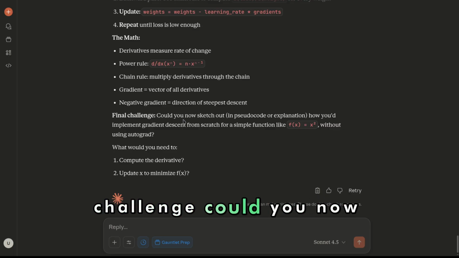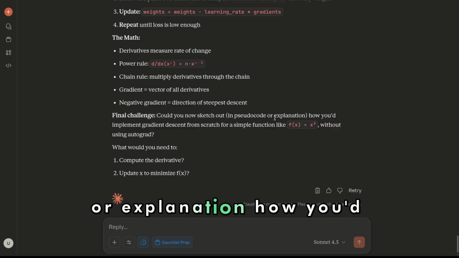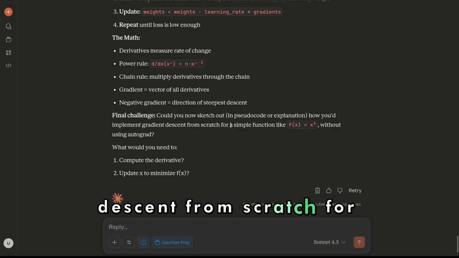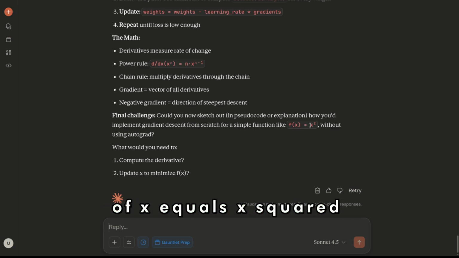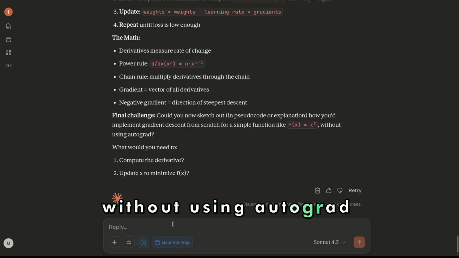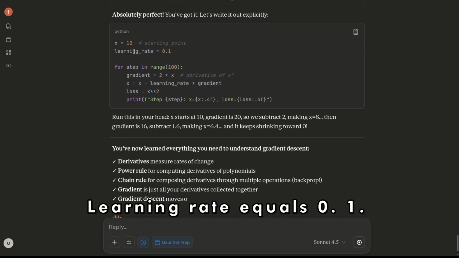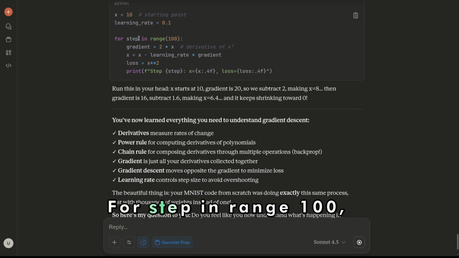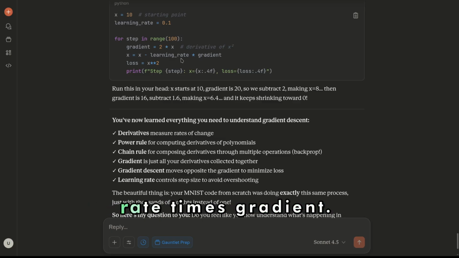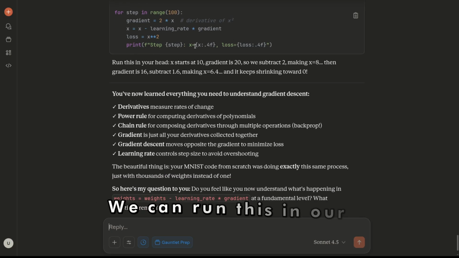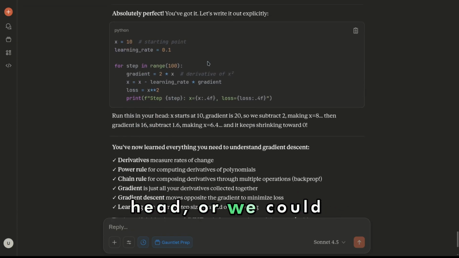Final challenge. Could you now sketch out in pseudocode or explanation how you'd implement gradient descent from scratch for a simple function like f of x equals x squared without using autograd? Absolutely perfect. You've got it. Let's write it out explicitly. x equals 10. Learning rate equals 0.1. For step in range 100: gradient equals 2x. x equals x minus learning rate times gradient. Loss equals x squared. Print step. We can run this in our head, or we could actually run it.